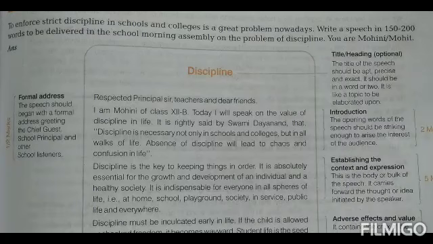So after the formal address, next is the introduction of the speech. The opening words of the speech should be striking enough to arouse the interest of the audience. After the introduction, next is the exposition of the topic, the main ideas or the body of the speech. So it carries forward the thought or the idea initiated by the speaker.